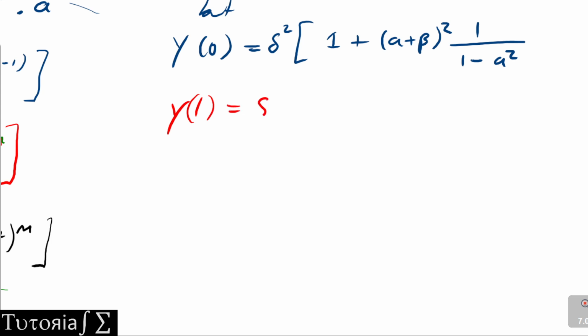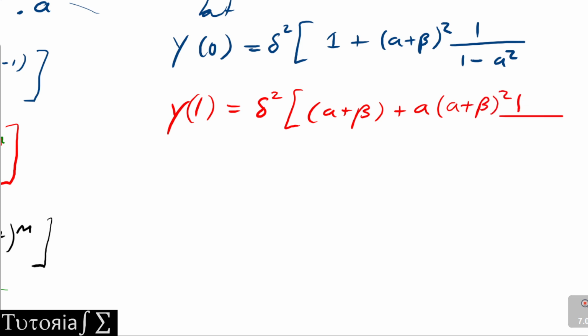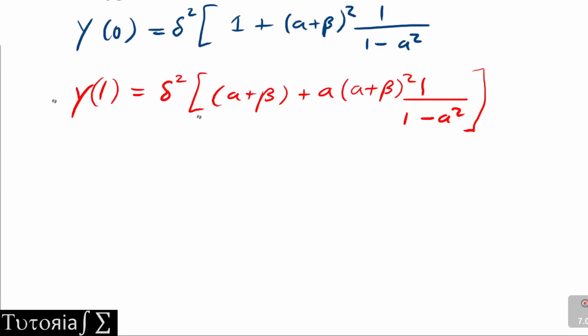and our y1, which is equal to the variance squared, open brackets, that was a plus beta plus a, open brackets, a plus beta squared, then 1 minus a squared. I think that is what it was. Let me just check to confirm. All right, so that is what we have.